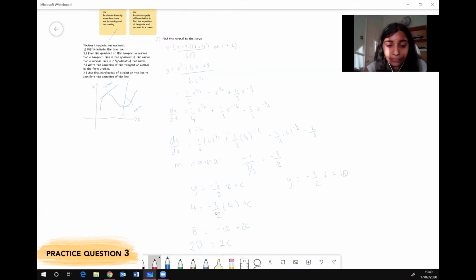So again, it was firstly rewriting the equation of your curve in an easier way to differentiate, and then you can remember that the gradient of your normal is just minus 1 over the gradient of the curve. So you find the gradient of your curve first by plugging in the point from the coordinates they give you, and then do minus 1 over that. Then you can use the equation of the line y equals mx plus c and your coordinates to complete the equation of the normal.